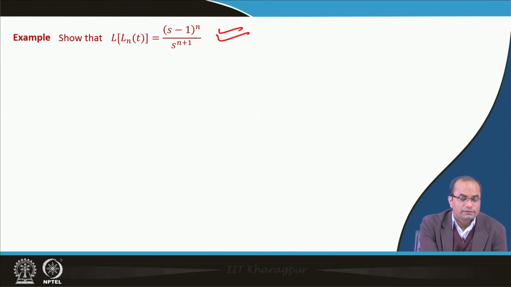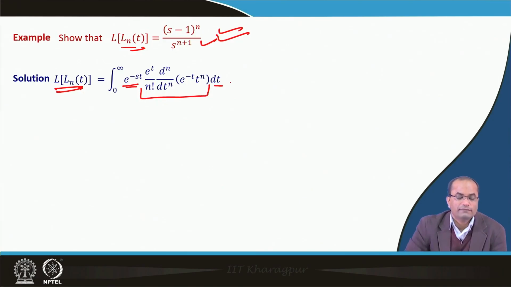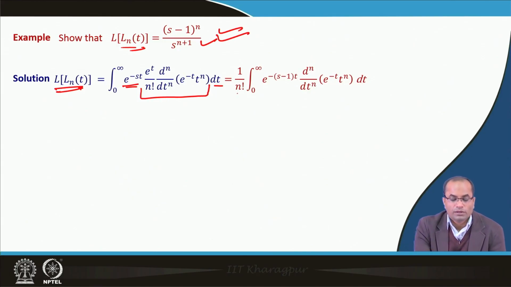Here we will show that the Laplace transform of L_n(t) is nothing but (s - 1)^n over s^(n+1). So, if we consider the definition, we have e^(-st) and the Laguerre polynomial, and we have to integrate this with respect to t. So, 1 over n! we can take out, and then we have e^(-st) and e^t, which we merge, and then the nth order derivative of e^(-t) t^n.